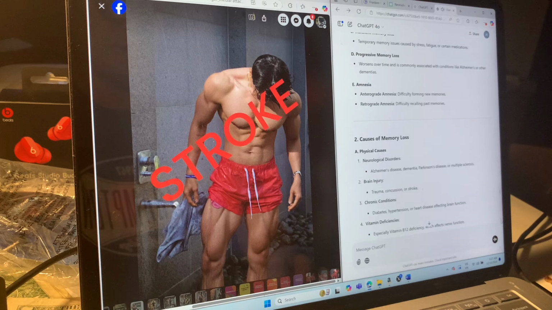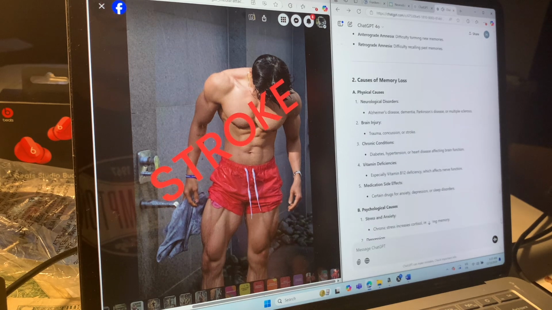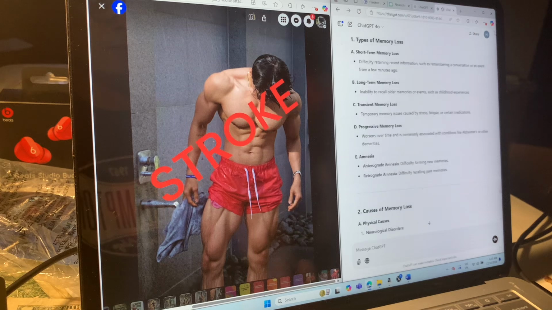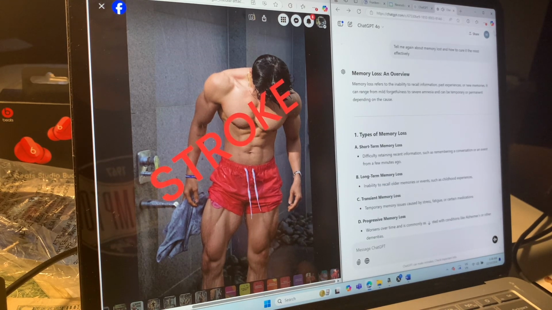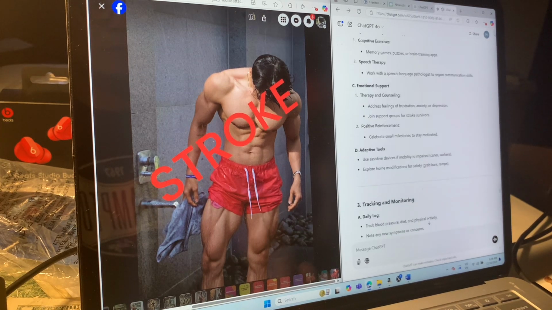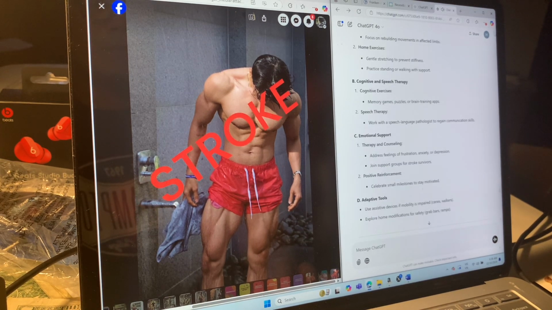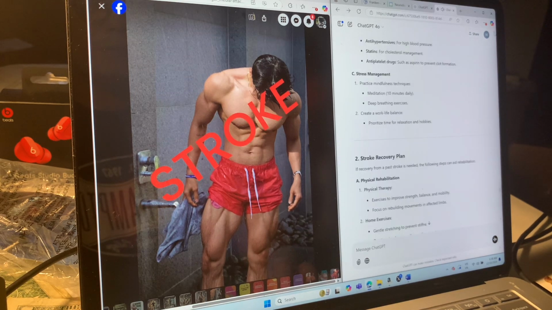B. Medical management. 1. Monitor key metrics. Blood pressure: aim for less than 120/80 millimeters of mercury. Cholesterol: keep LDL levels low and HDL levels high. Blood sugar: maintain a healthy range if diabetic or pre-diabetic. 2. Regular health screenings: annual physical exams, heart health checks for atrial fibrillation or other cardiac issues. 3. Medications if prescribed: antihypertensives for high blood pressure, statins for cholesterol management, antiplatelet drugs such as aspirin to prevent clot formation.